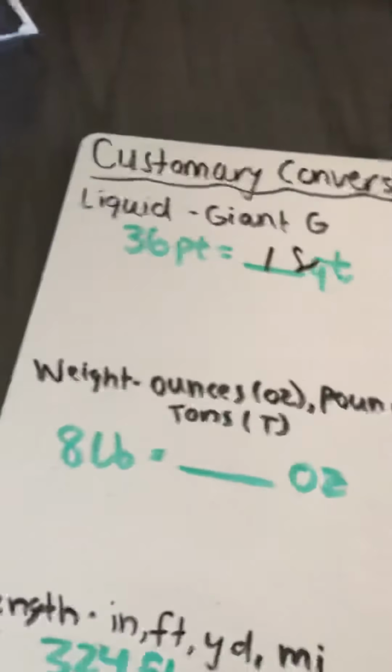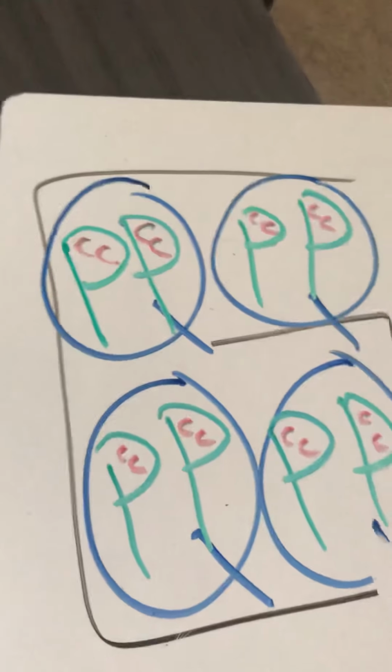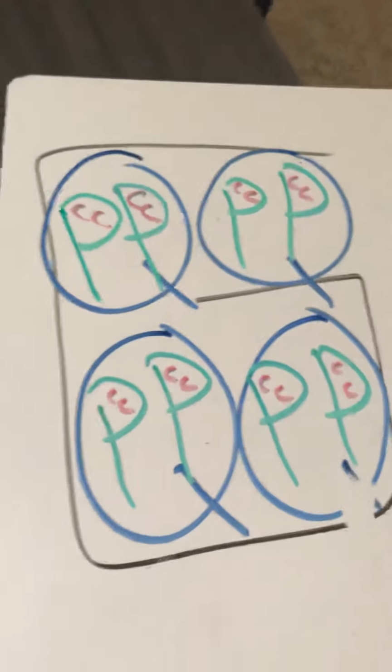18 quarts. Okay, and you should realize that there's going to be less quarts because more pints make up a quart. So there should be more pints than your answer. That's how you know you have to do division.